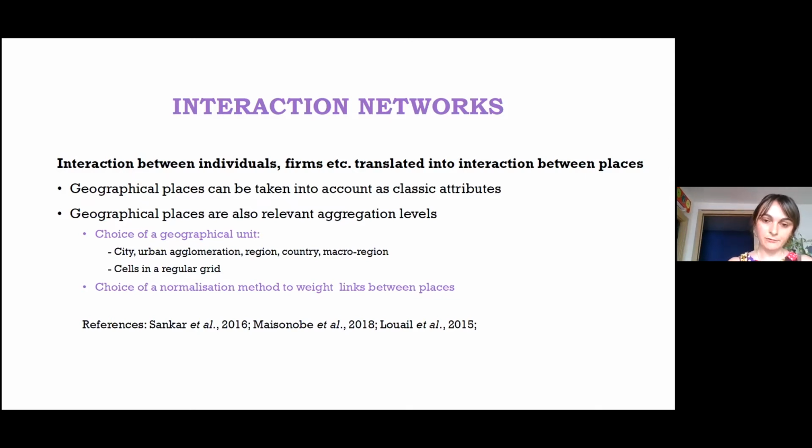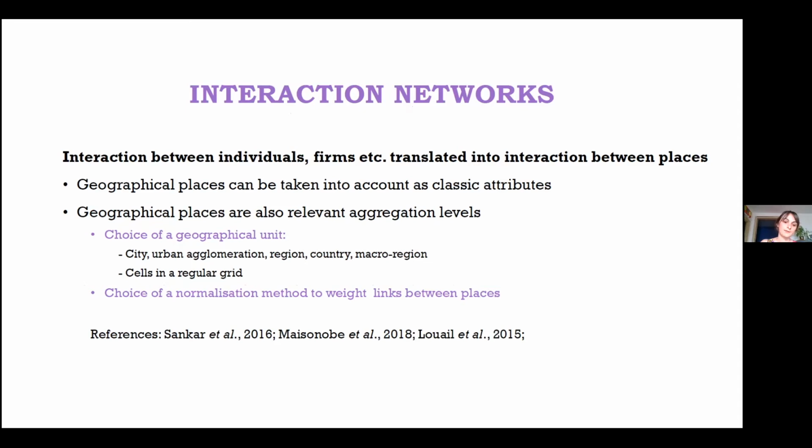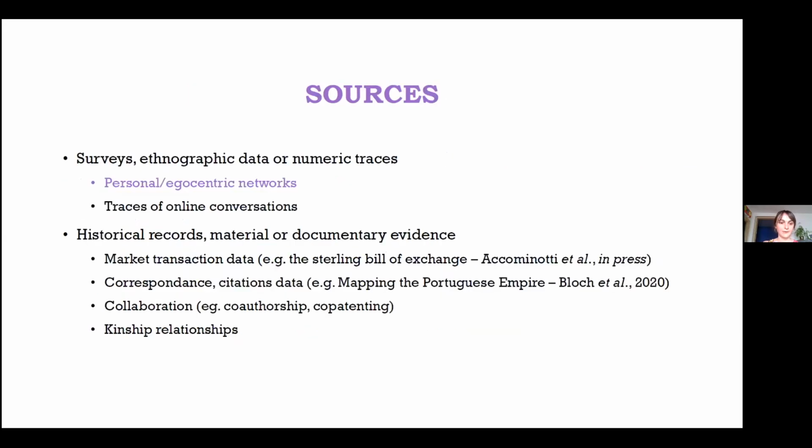But to do so, you will need to choose a relevant geographical unit, which can be a perimeter or a spatial regular grid. And you will also have to choose a normalization method to weight the links between the places. I will come back to that later. Just to begin, I give you an example among the different types of direct relations that you can consider: an example of personal network analysis derived from a longitudinal panel survey.